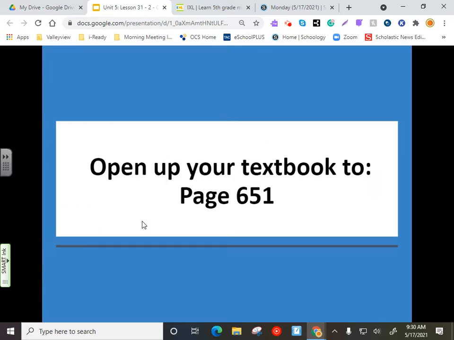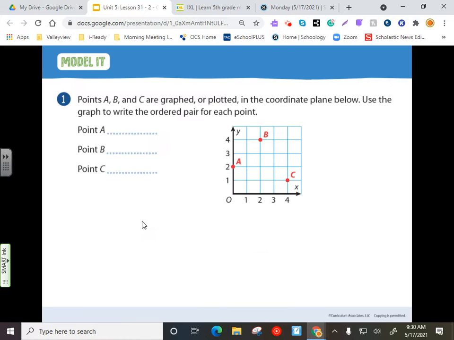All right, so today's assignment is on page 651, another short one. For this one, it gives us points A, B, and C, which are already graphed here in red. And it wants us to write the ordered pair for each point. So we've got A over here. If it's on that y-axis, right here, we know our x is going to be 0. It means it did not move at all to the right on the x-axis. So that's a 0. And then we know it goes up 2 spots.